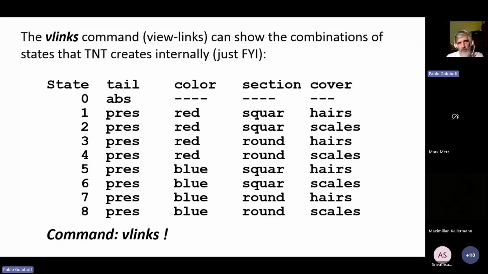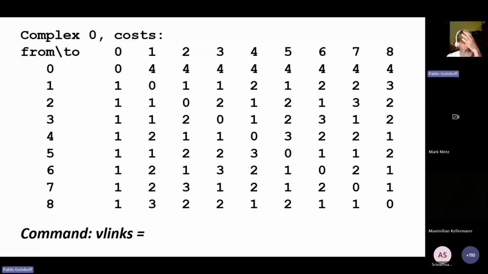To view this, you use the command vlinks exclamation mark. TNT itself also calculates the step matrices, and as you can see, these step matrices are asymmetric, right?